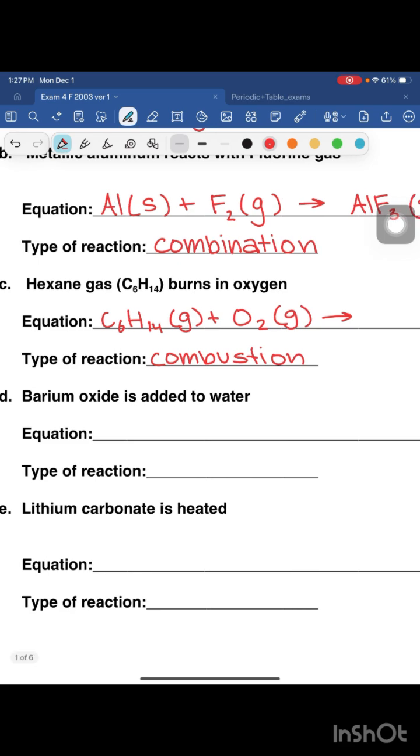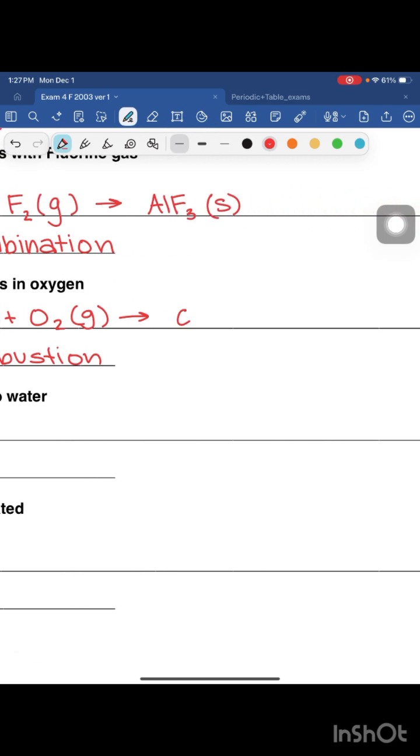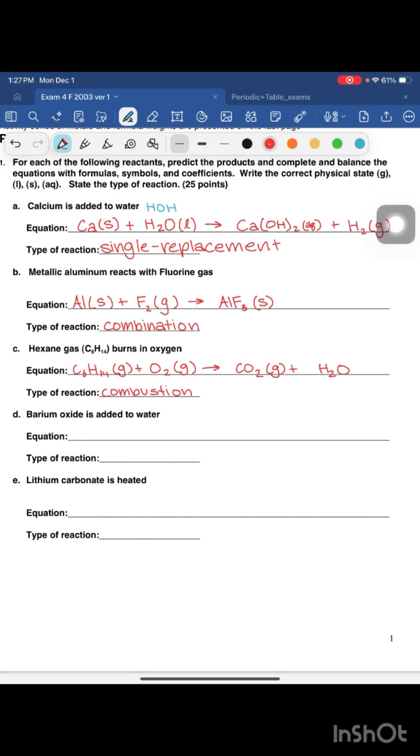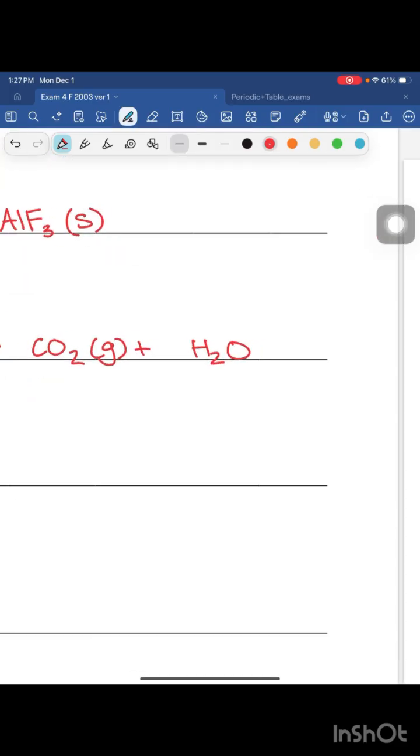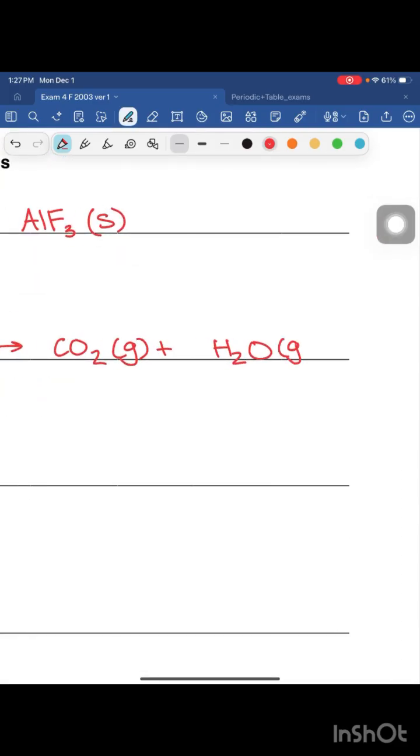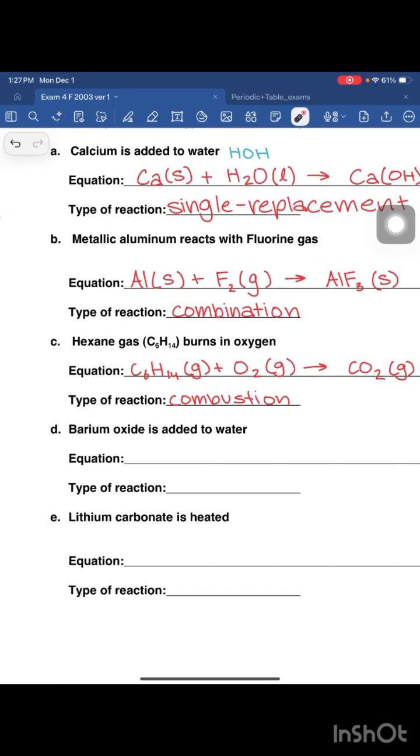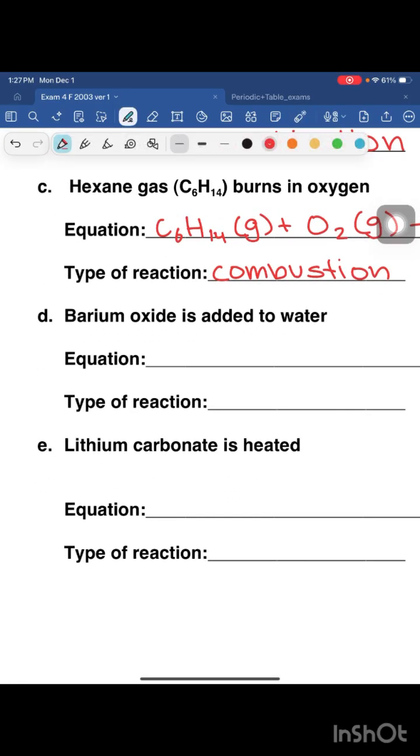And if it's combustion, then your products are always carbon dioxide and water. I'm going to leave a little bit of space for balancing. I haven't done any balancing, mind you. I've just written out every equation. Don't forget that H2O is a gas in combustion. I'm going to go back and balance after this.